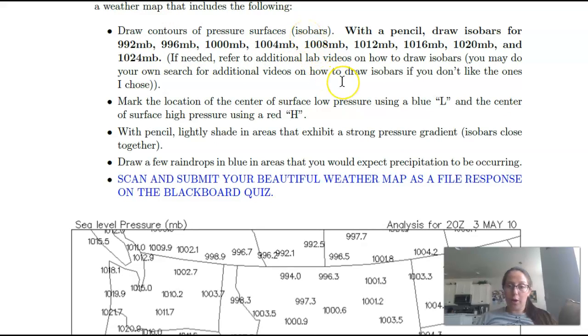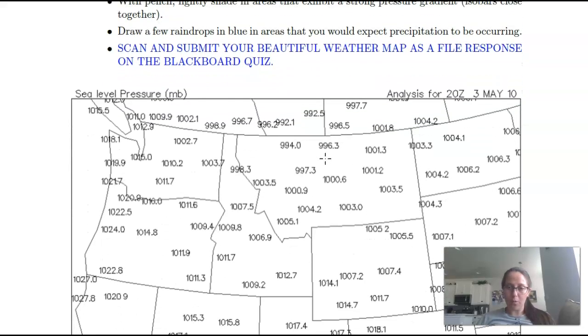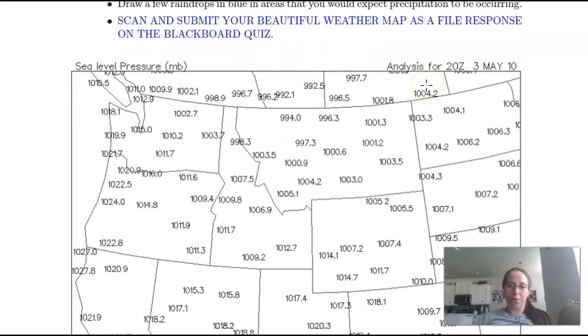So I'm going to show you how you're supposed to do that. I think in the lab I also have a help aid as to how you're supposed to do that. But just in case it's a little easier for me to show you, I'll do that. I'm not going to show you where to mark low and high pressure or put lightly shaded areas or the raindrops. That should be all up to you. But I'll show you how you should start at least to draw the different isobars. And that's what you're supposed to scan and later submit onto the file response on Blackboard.